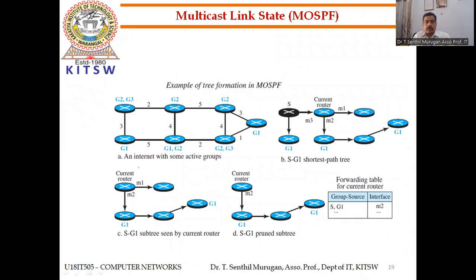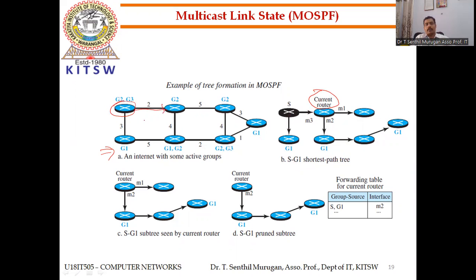You see here some tree formation of MOSPF. This is the internet, and some active groups are there. The groups are represented with G values, G1, G2, G3 as group names, and these are the routers used for unicasting. Initially, this is the source, and this is the current router. This is the source node, and from this node it will identify the shortest path for G1. It will start from S, this node. So what is the shortest node?